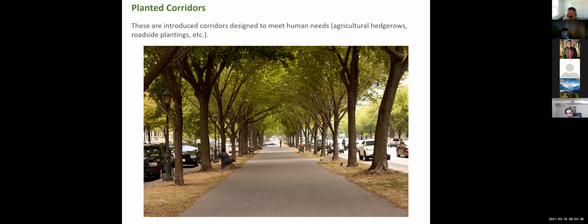Mountain Ave? If anyone's walked along Mountain Ave west of Old Town, pretty much the entire stretch from the cemetery all the way to Old Town is continuously planted with a central median with mature trees in it. So that's another example of a planted corridor that we have right here in town.